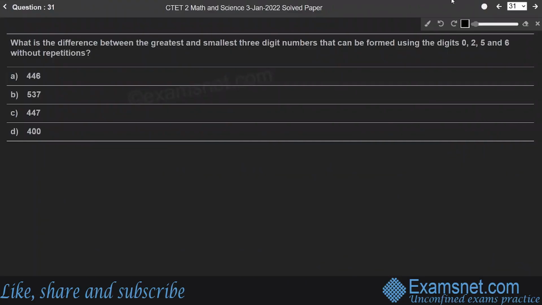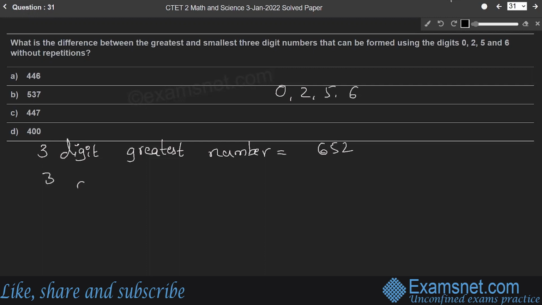Question number 31. What is the difference between the greatest and smallest three-digit numbers that can be formed using the digits 0, 2, 5 and 6 without repetitions? Here, the three-digit greatest number, using 0, 2, 5 and 6, is 652.